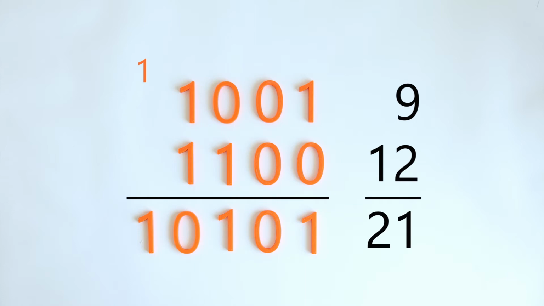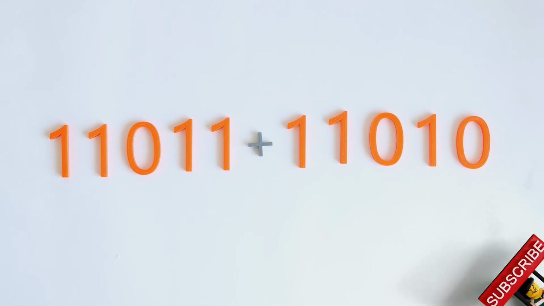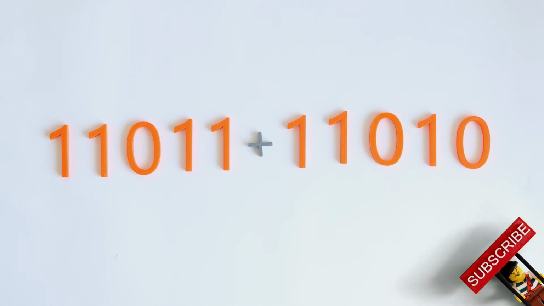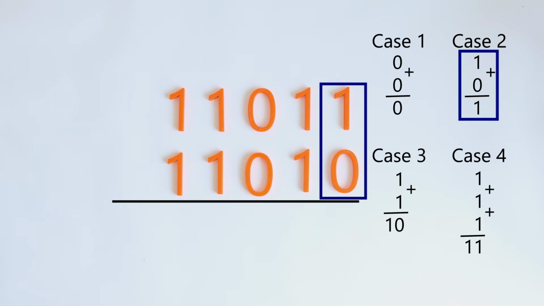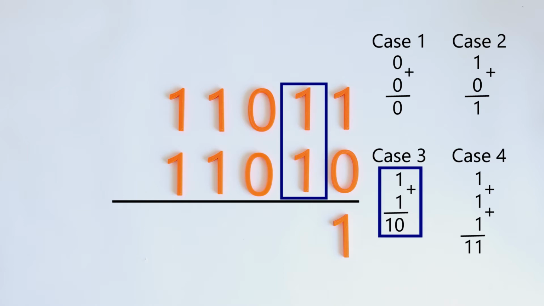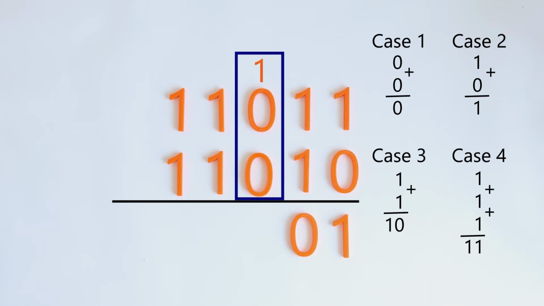Let's do another example. This time we're going to do 11011 plus 11010. In the first column we have 1 plus 0, which matches case 2, so we write down a 1. In the next column we have 1 plus 1, which is case 3, so we write down a 0 and carry a 1. In the next column we have 0 plus 0 plus the 1 we carried over, which is case 2, but with an extra 0 which doesn't change anything. This gives 1 in this column.